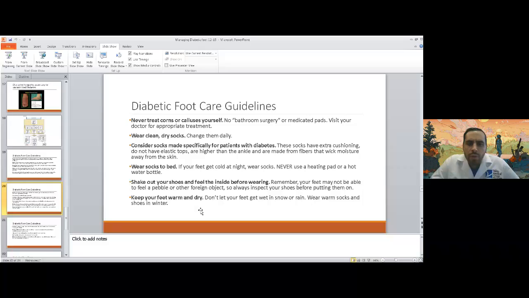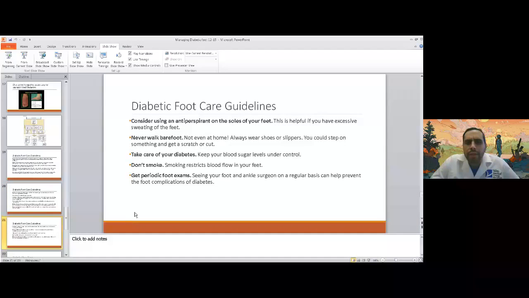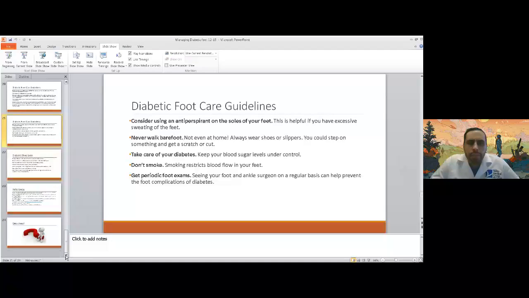All right, keep your feet warm and dry. Don't let them get wet in the snow or the rain. These are basically simple things that you can do to avoid getting in trouble when you're diabetic. Consider using antiperspirant on your soles. This can help get rid of excess sweating. Don't walk around barefoot because you can get warts, you can get athlete's foot, you can step on things.